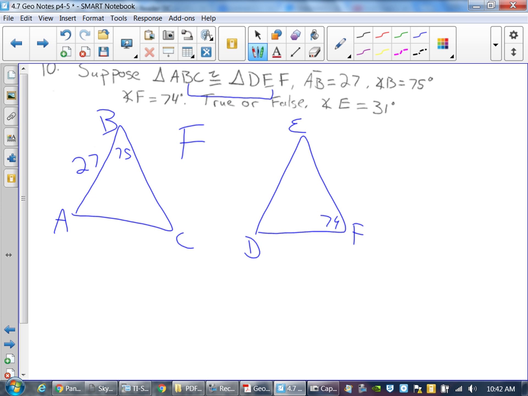Remember, what we're doing here is, we know we have 2 triangles that are congruent. When I have that, your best bet is to draw the picture. When you draw the picture, you fill in what you know. AB was 27, angle B is 75, F is 74. Which means, according to the correspondence, angle B and angle E should match up. They're saying E should be... Oh, okay. So it can't be, I believe D would have to be 31 to make that work. Okay?